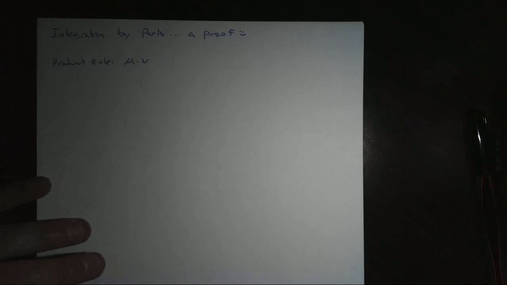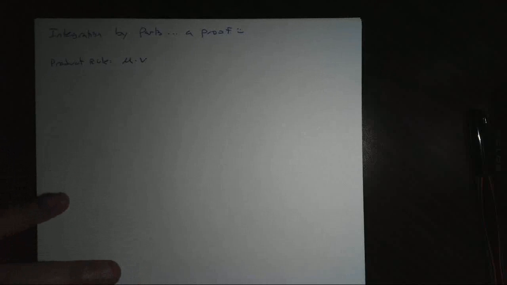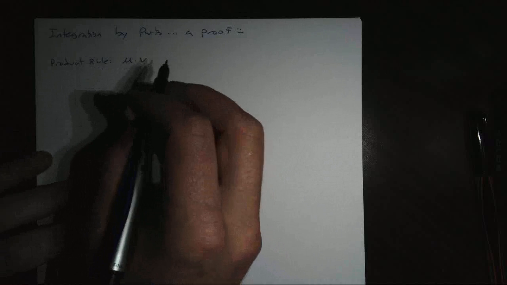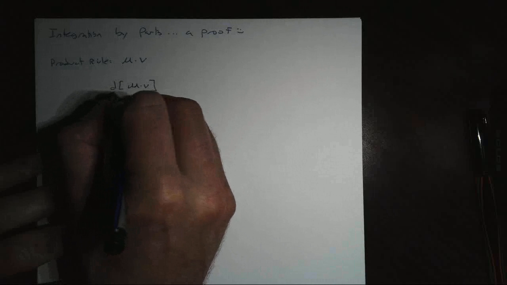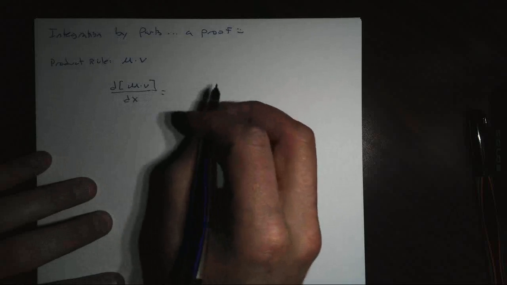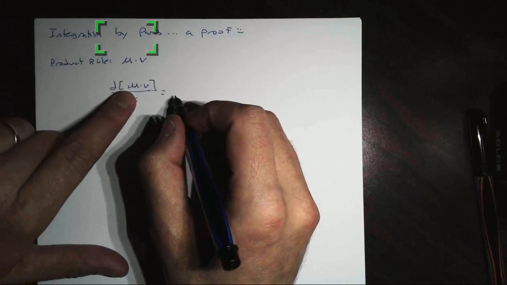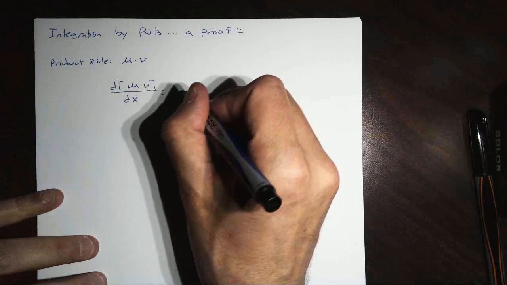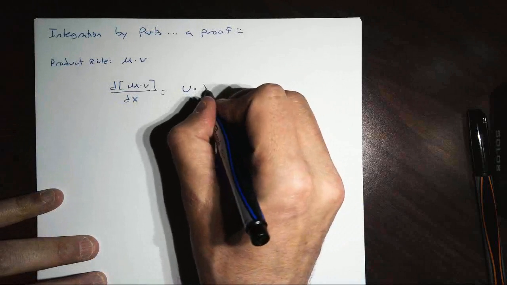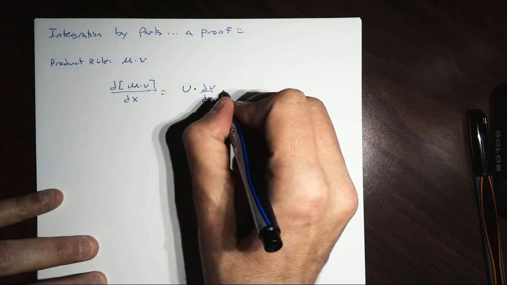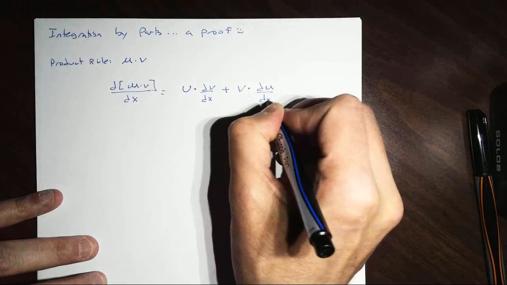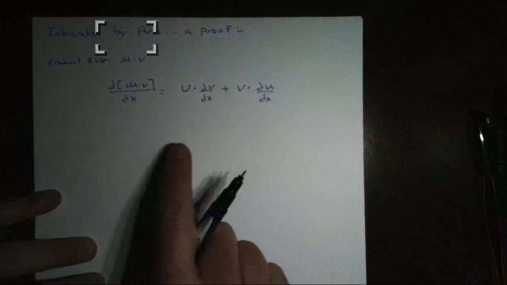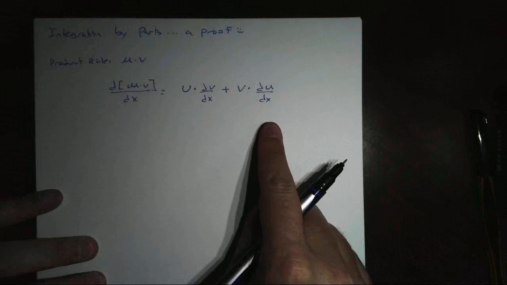Right. So let's take a few moments to find out how it is we get integration by parts. Very simple. We start with the product rule, u times v. I want to find the derivative with respect to x. Now, according to product rule, u and v are two separate functions, both related to x. We're going to take the first function, u, multiplied by the derivative of the second function. Add to that the second function times the derivative of the first function. There we go. There is our product rule.